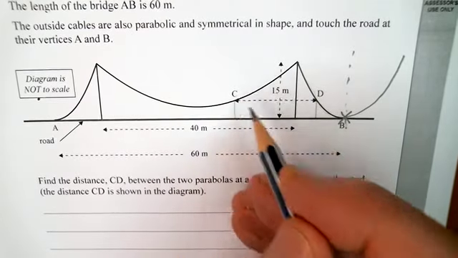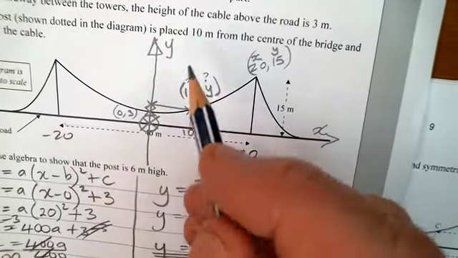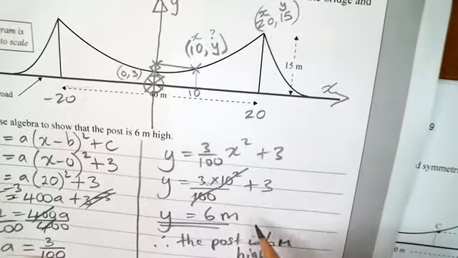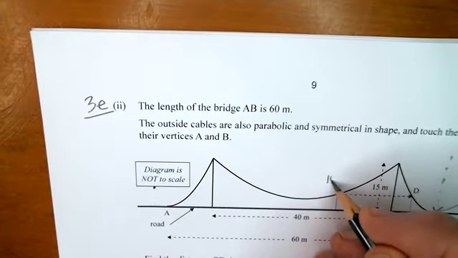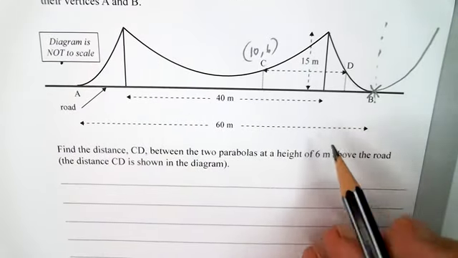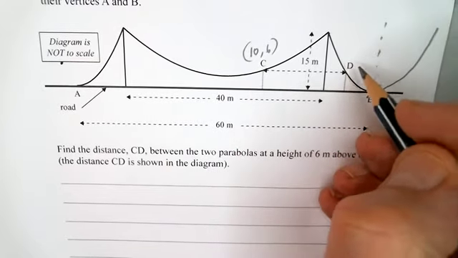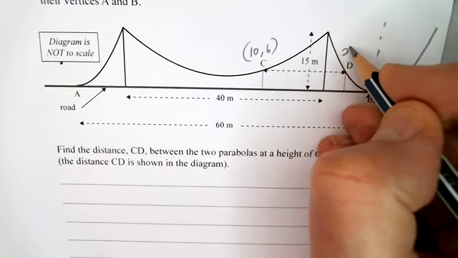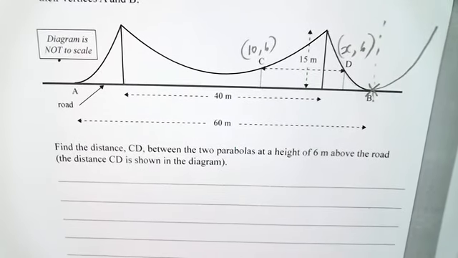So we already know this distance here because we were told that this one, in fact, here we go, this one here, you'll recognize. This was 10, and y, of course, was 6. So this was 10, 6, this bit here. It says between the two parabolas at a height of 6 meters. So we knew that's 6 meters. This is also 6 meters. So it's something along, which we do not know, 6. We're going to find the x value of that, above the road, the distance CD.